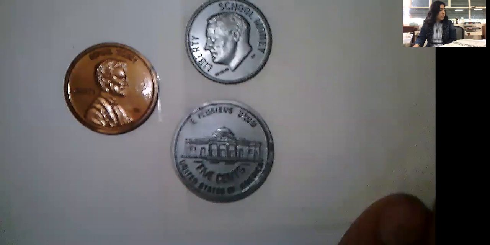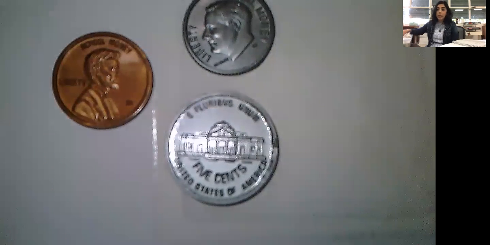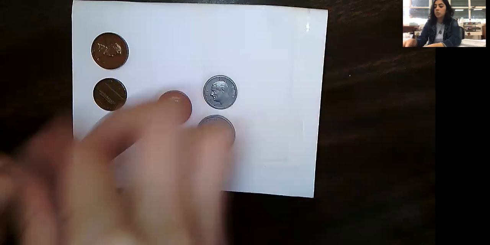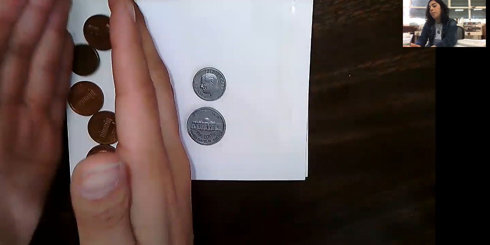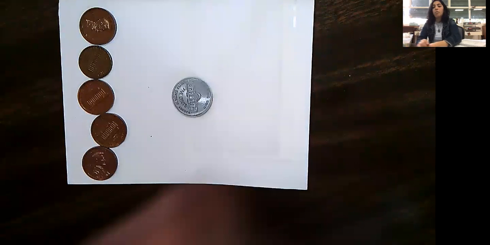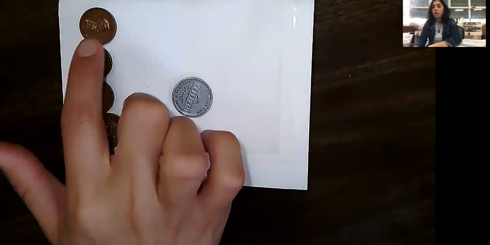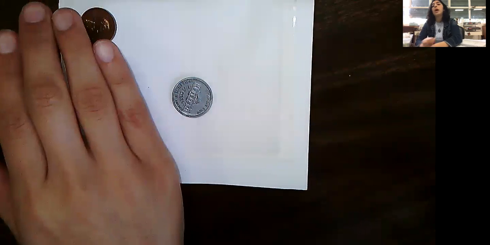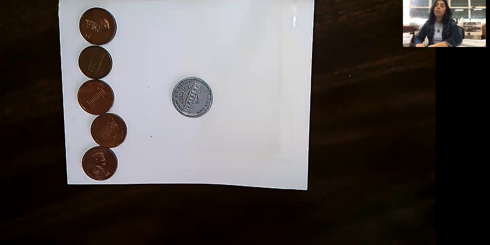How many pennies are the same as 1 nickel? How many pennies do we need to make 1 nickel? Yeah, you're right. We need 1, 2, 3, 4, 5 pennies. We need 5 pennies to have 1 nickel. That's the same amount of money. 1, 2, 3, 4, 5. And one of these is 5. So if you gave me 5 pennies, I would give you 1 nickel, right? Because a nickel is worth 5 cents.